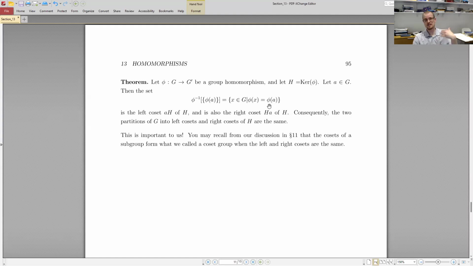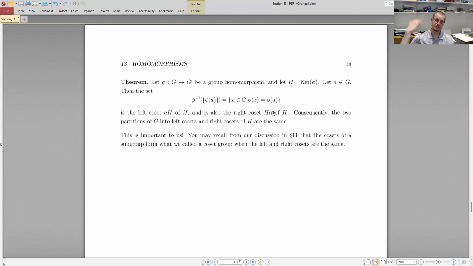This we can see as the equivalence class, all the things that are related to A, and this is just another way that we can say that. And we already looked at the fact that this is the left coset, A times the kernel. So H is the kernel here, right? This is A times the kernel. But the work that we showed in our previous example is exactly the same work that it would take to show that this is the right coset.